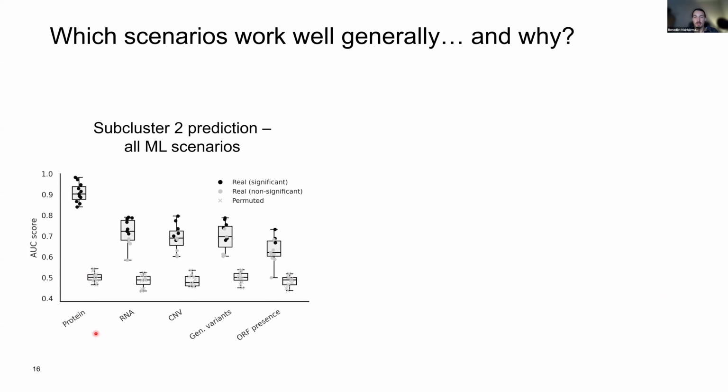Generally, I think one insight was that protein is definitely the most informative data source for this task, and the best models were models based on protein data. What we did next was to pick the best models, and it was really a lot of scenarios. So I'm now following up on two scenarios in particular where the models were almost perfect.